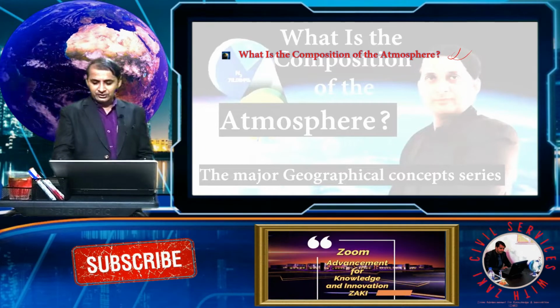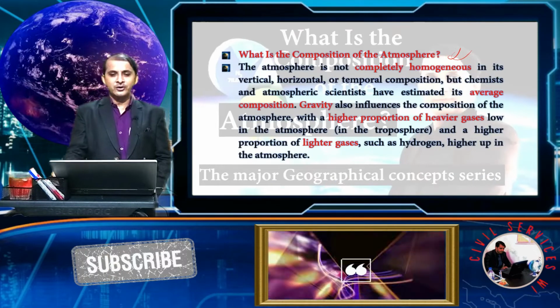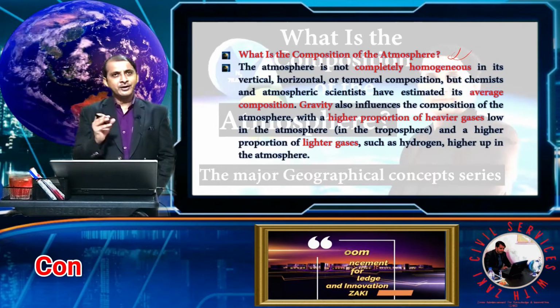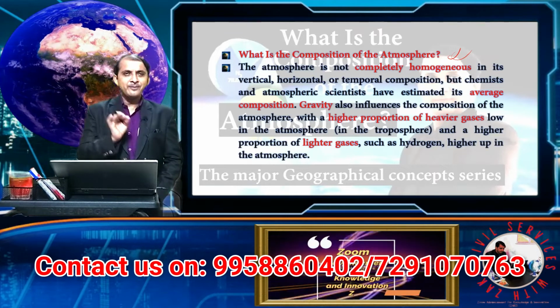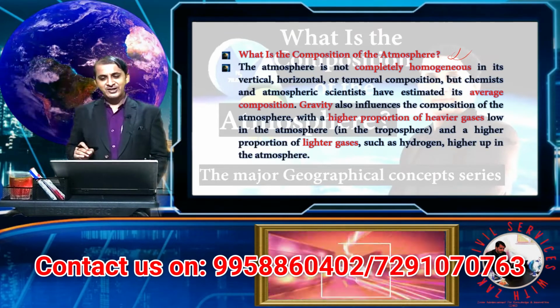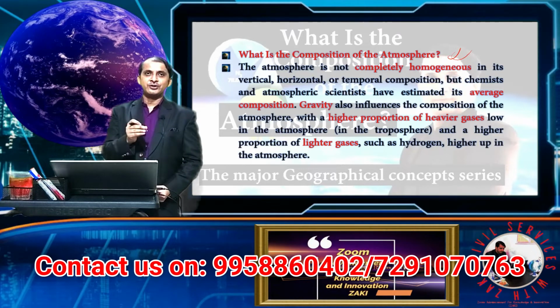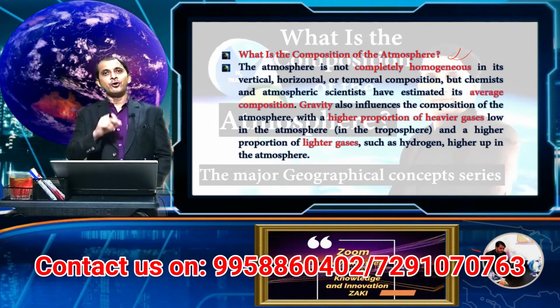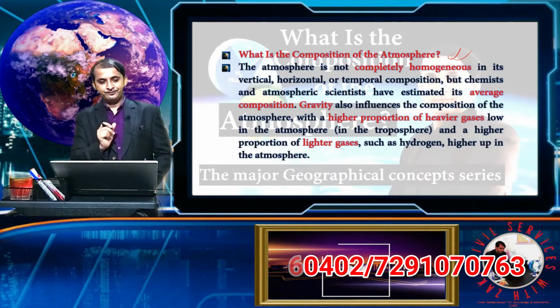The atmosphere is not completely homogeneous in its vertical, horizontal or temporal composition, but chemists and atmospheric scientists have estimated its average composition. So you see 78% nitrogen and 21% oxygen on average.